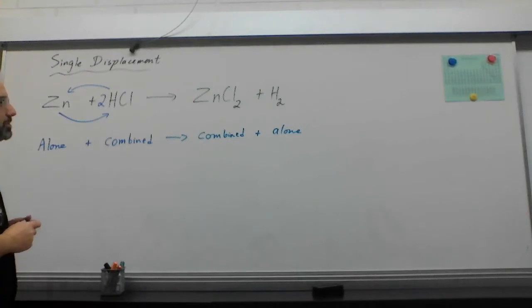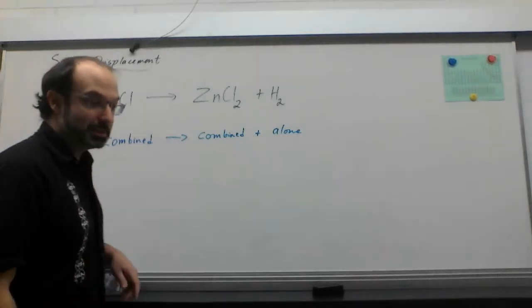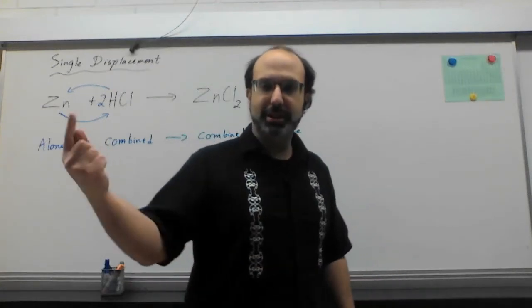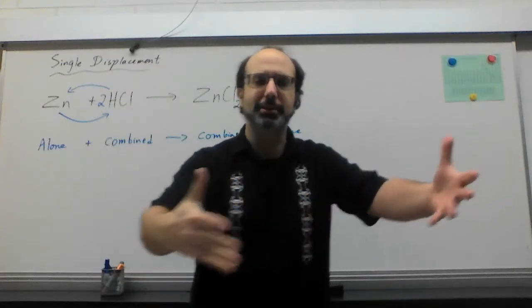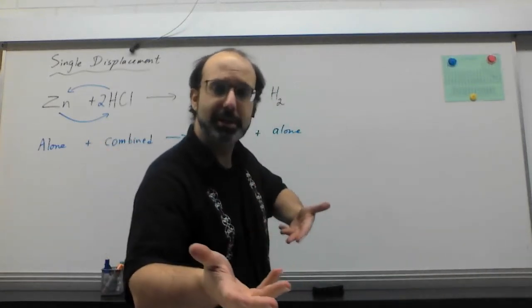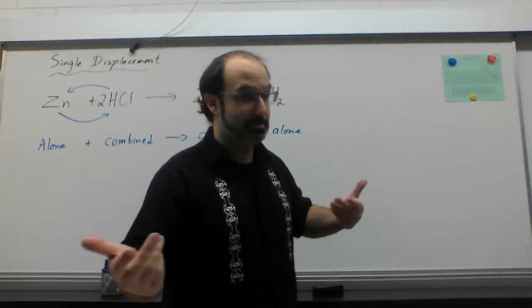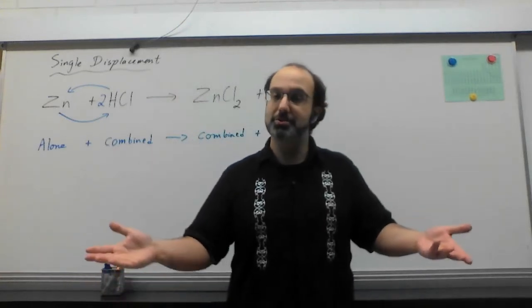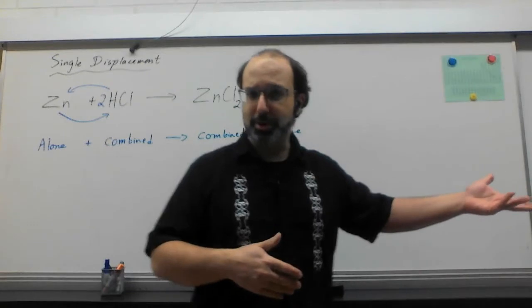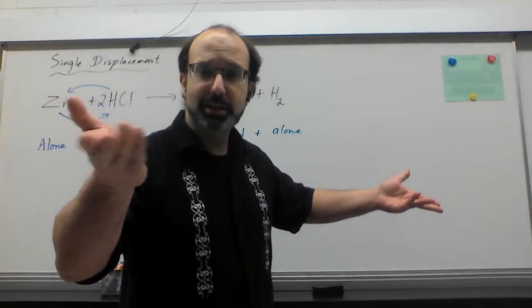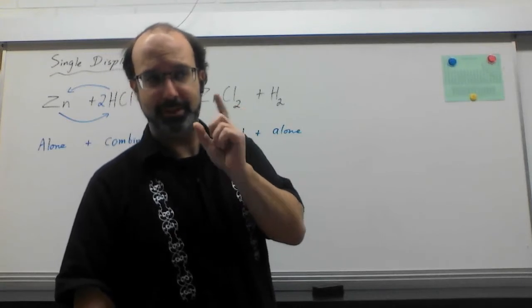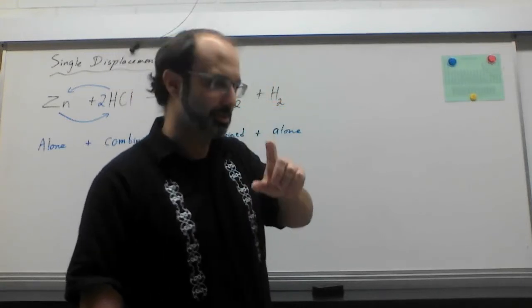So what we discover is that a single displacement is like the hydrogen and the chlorine here. They were dancing together. Then zinc shows up and is like, excuse me, could I step in? And hydrogen said, why, of course. Hydrogen bowed out, maybe got a drink at the bar or something, and the zinc and the chlorine head off to the dance floor together. The only problem with this analogy is that there's 2 chlorines, but don't overthink it.